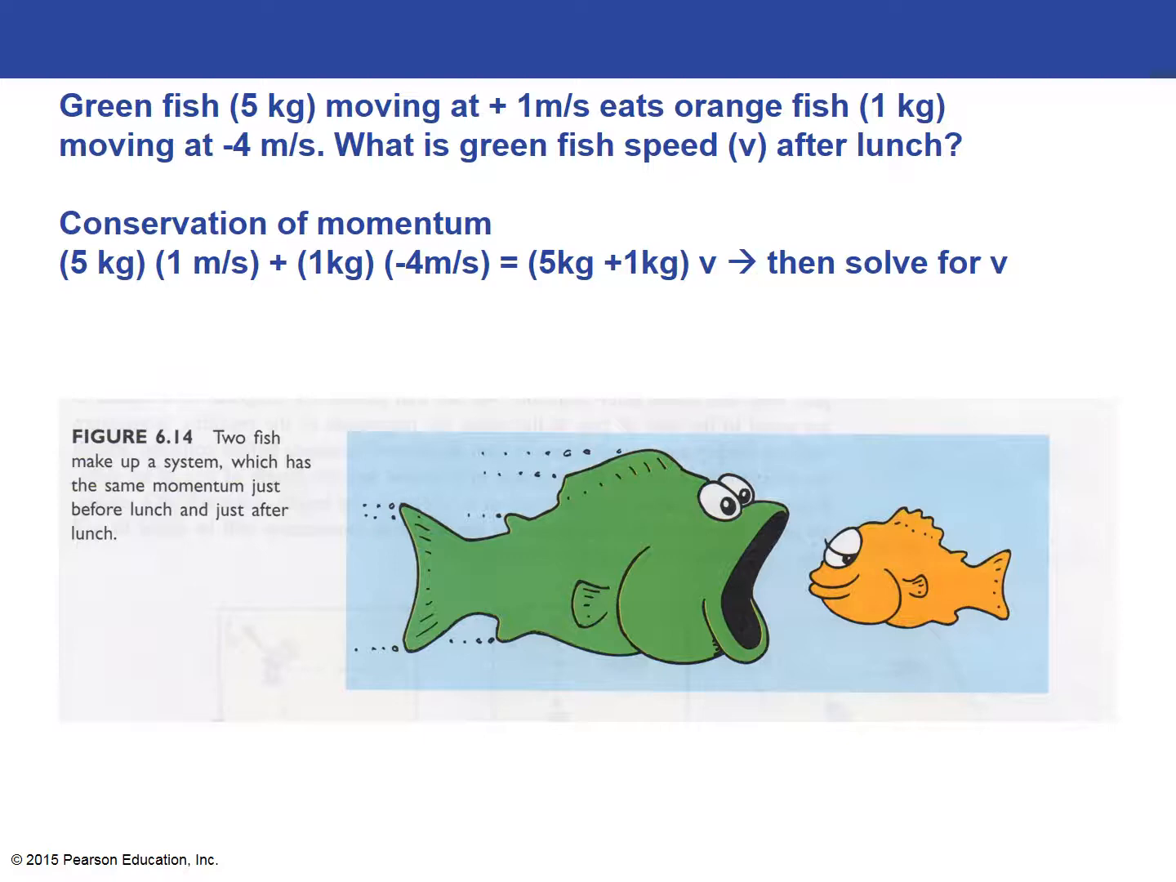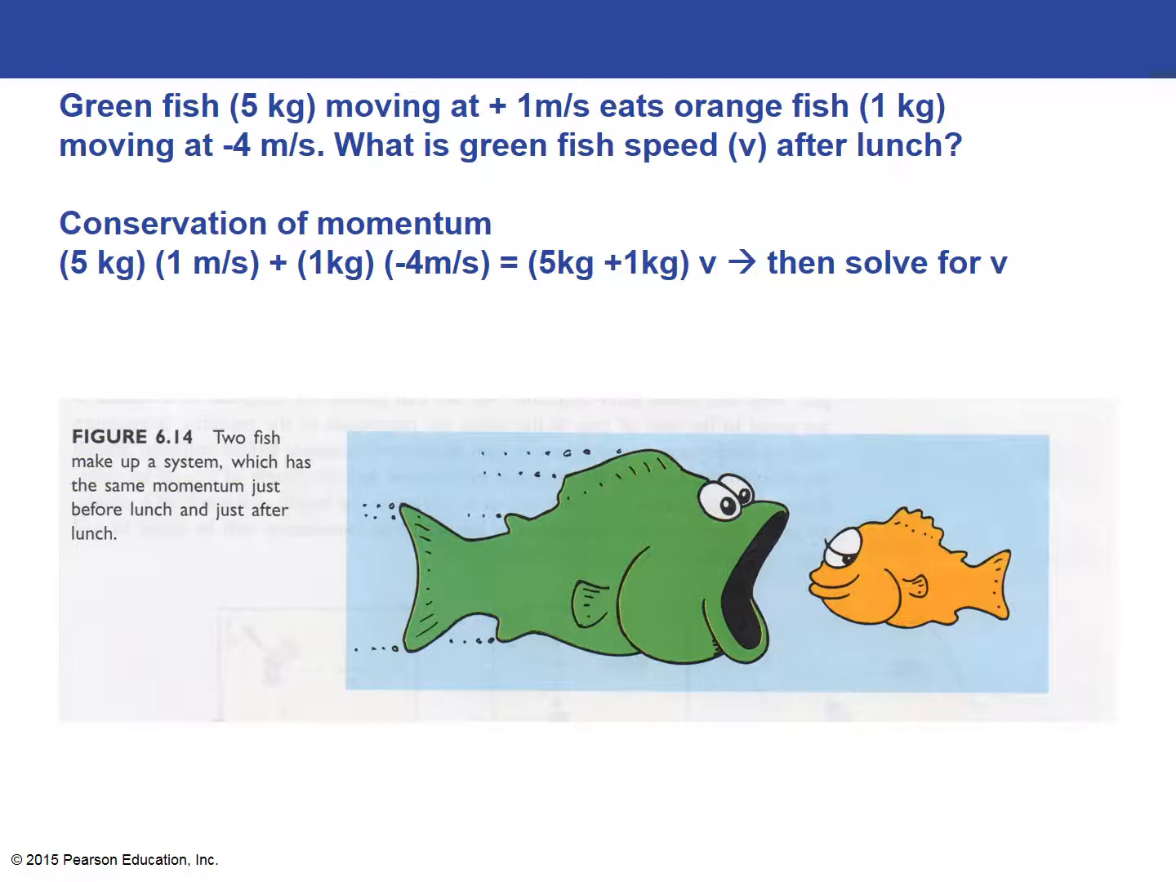So this is an example where we can use conservation of momentum. We basically take the product of the mass of the green fish times its velocity. So in this case, it's 5 kilograms times 1 meter per second. That gives us the number 5 for the momentum of the green fish.